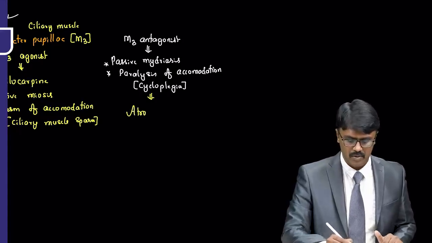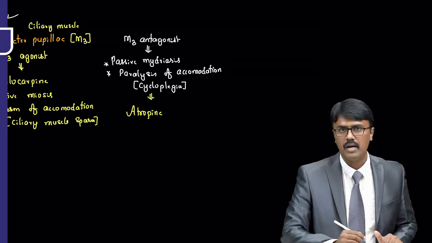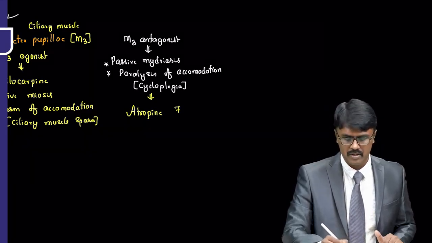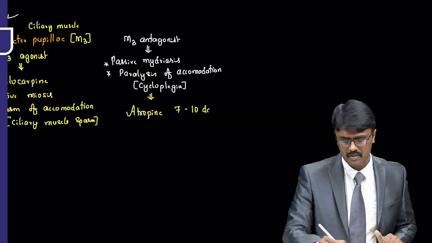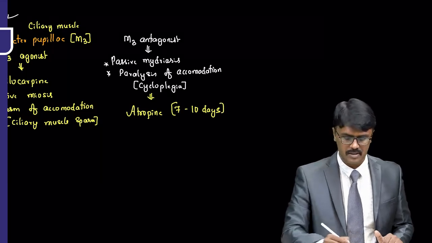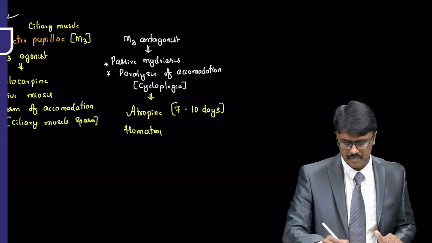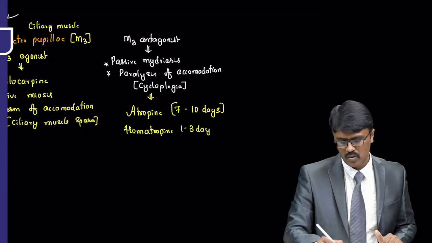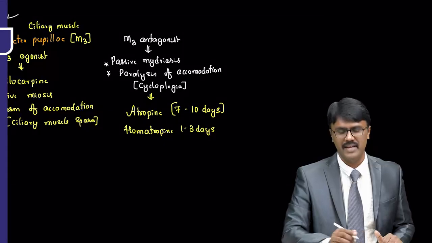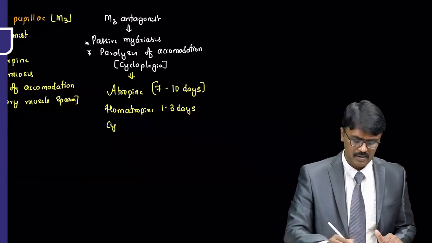The first is atropine. Atropine's duration of action is 7 to 10 days, so it can cause mydriasis for 7 to 10 days. One more drug is homatropine. Homatropine can produce its action for up to 1 to 3 days. Then we have a drug called cyclopentolate.